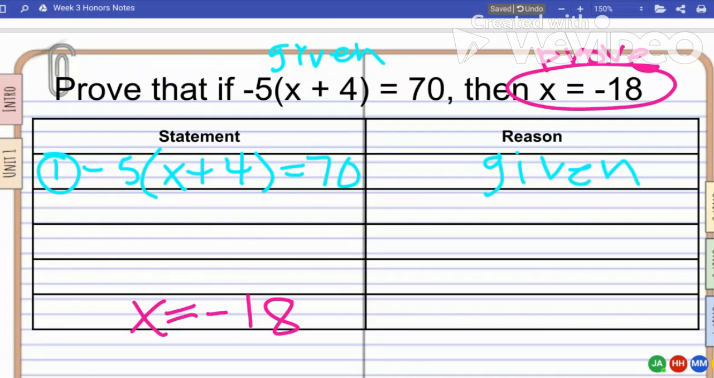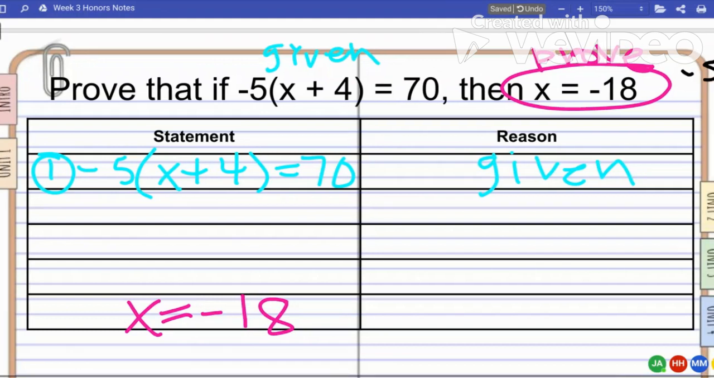So first things first, if I'm looking at this equation, -5 times x plus 4 equals 70. What's the first step to solving that equation? Well, first thing I have to do is distribute. Now, I like to do all my steps over here on the side because a proof is supposed to be nice and clean. So I'm just going to put this over here. It's kind of crunched. It's okay. I'll work on it. So we're going to distribute.